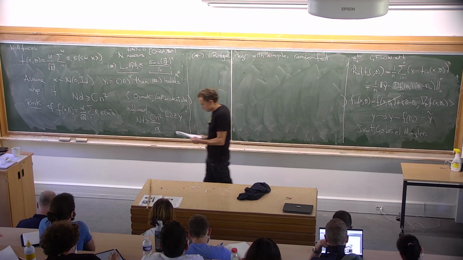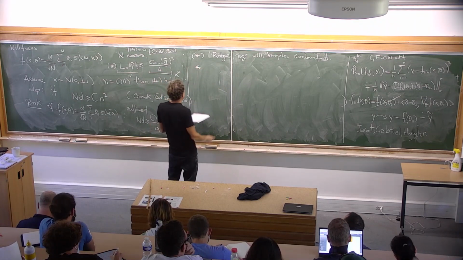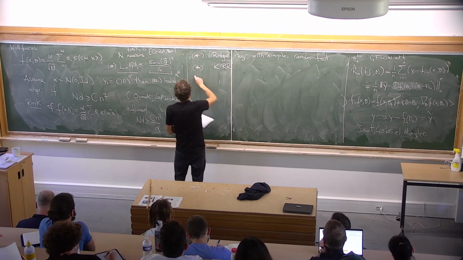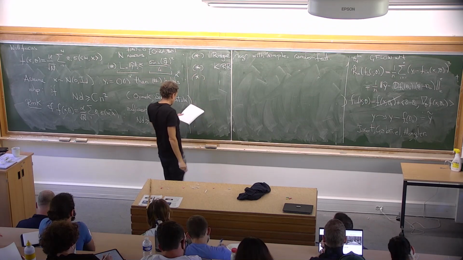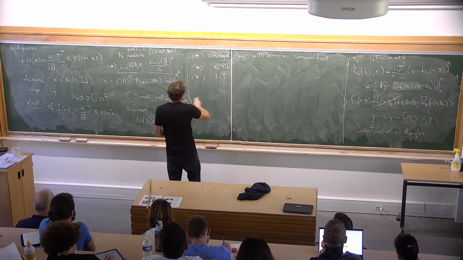And describe some interesting, unexpected things that happen there. Then move to kernel ridge regression, and then move to neural tangent regression. That is really what I'm describing here.